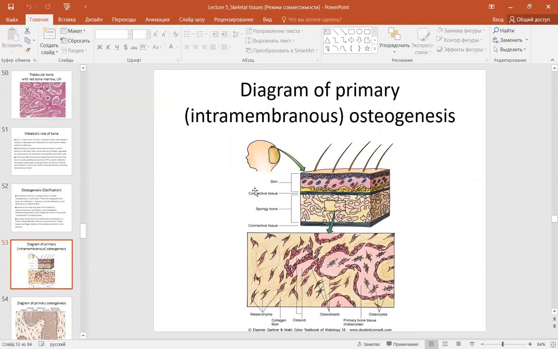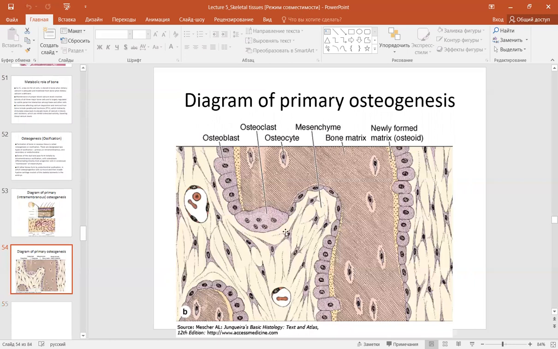Here you have the neurocranium, the mesenchyma, a cluster of mesenchymal cells, from which the osteoblasts develop, producing the extracellular matrix, into which the osteoblasts incorporated are called osteocytes located in lacuna. And this is the direct or intramembranous osteogenesis schematic view.